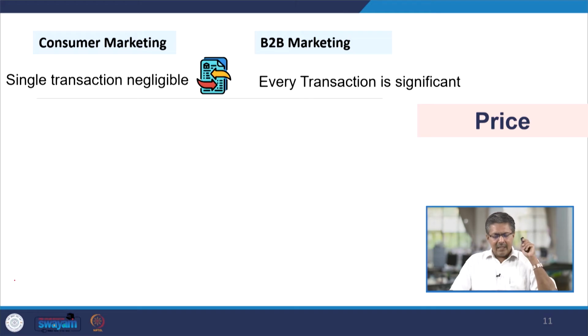Now, when it comes to pricing, I have already said that a single transaction is a small unit in consumer marketing. But when you talk about one single transaction in B2B marketing, it is a huge transaction, right. So, maybe you may give an order worth lakhs. Let us say IIT wants to buy certain equipment for its laboratories in certain departments. They will give a bulk order, and they would maybe expect a price discount also, right. So, every transaction is a huge value transaction. So, it is significant in nature.